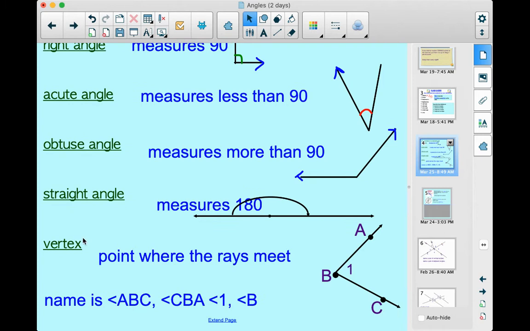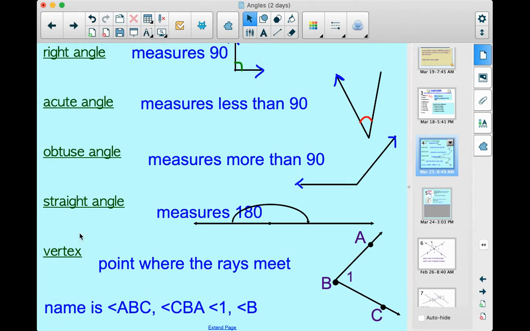One thing we may or may not have gotten down yesterday is vertex. So if you haven't gotten vertex down yet, let's make sure we get that one filled in too. The vertex is a point where the rays meet. Whenever you have an angle, you've got a line going out this way, a line going out this way. The point where they meet is what we call the vertex. So here it's B, right in the middle.